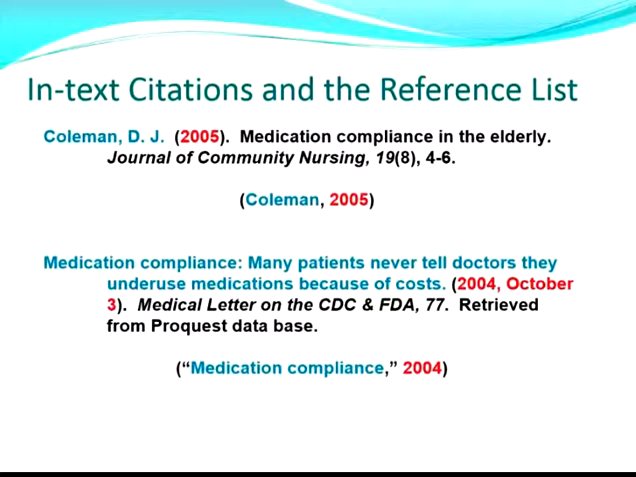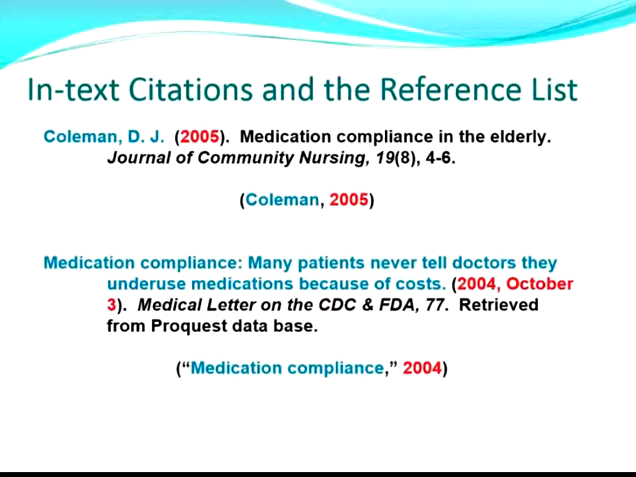Note that you don't have the initials of the author. You just have the last name. So we have Coleman, 2005 for our in-text citation. In our second example, we have a source without an author.